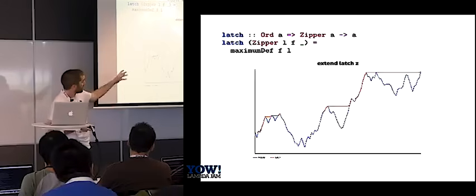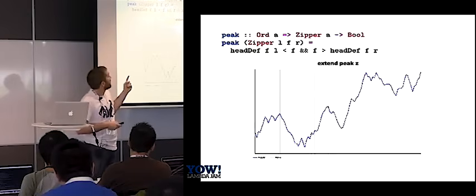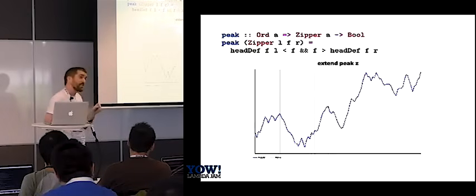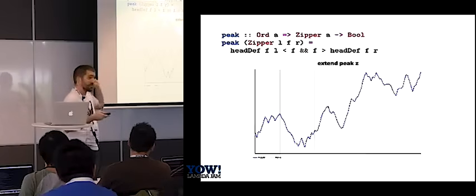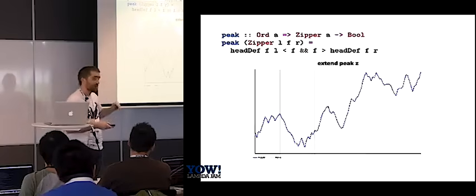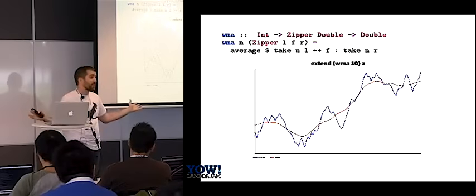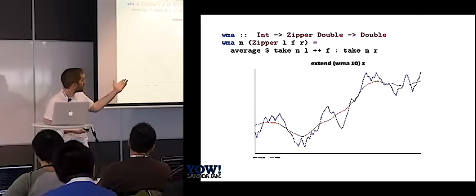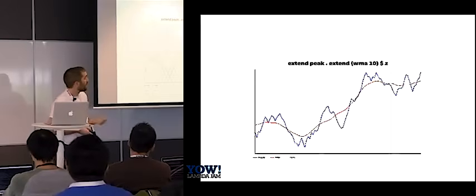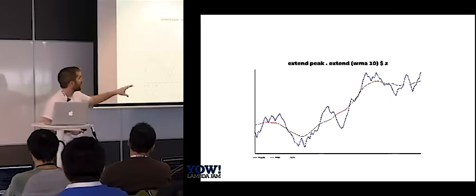So we're making that function do a bit of work. Peak, we can look for all of the elements which are larger than the elements immediately on either side of them, and we're defining it for one point and we're getting it everywhere. We can do this for windowed moving average as well. Take samples from either side, average them, do that everywhere. And we can compose these. Here are the peaks of the windowed moving average.